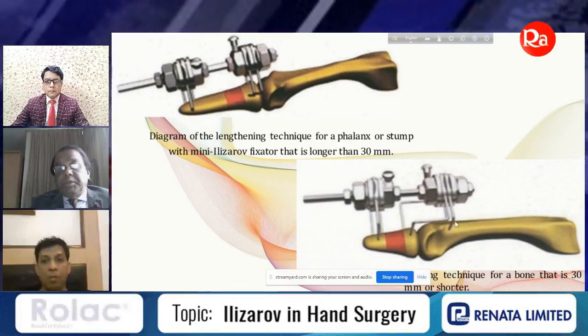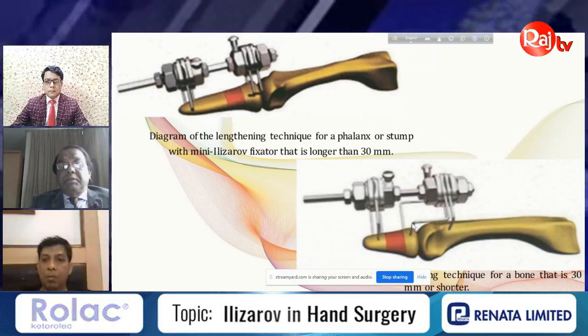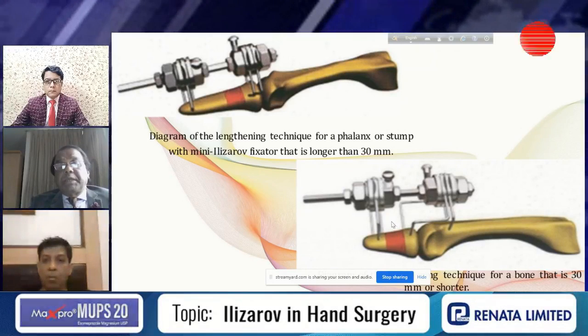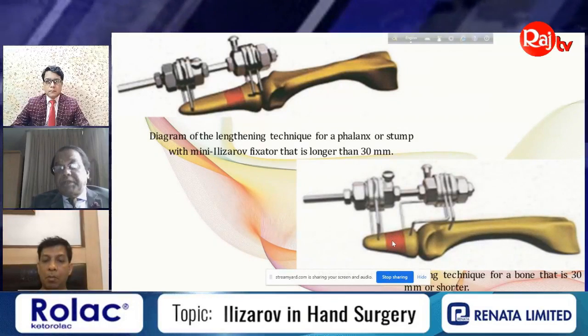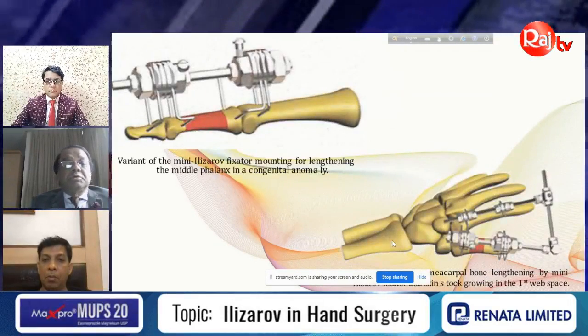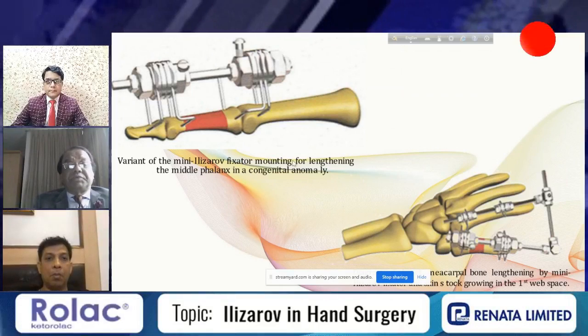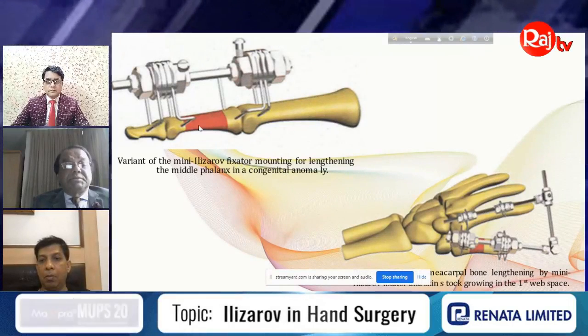In this way, you will get a fixation force here. And another wire here, and distally this one. Do a corticotomy, and gradually you can go for lengthening. This is your regenerate bone. So this is another variant of the mini Ilizarov fixator, mounting for lengthening of the middle phalanx.